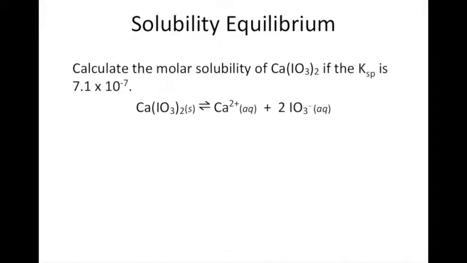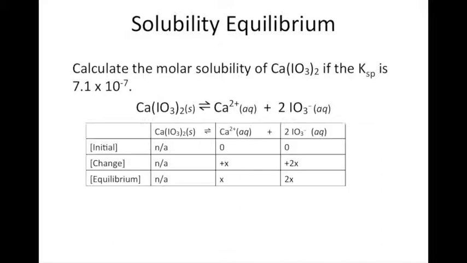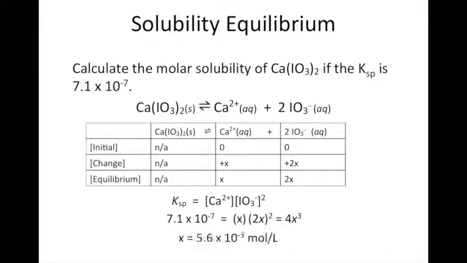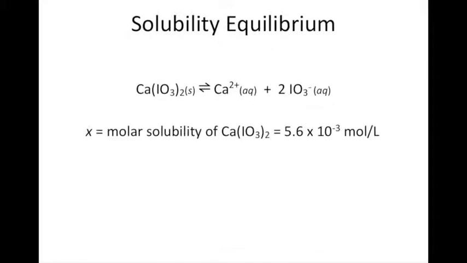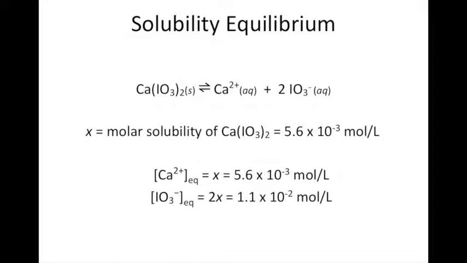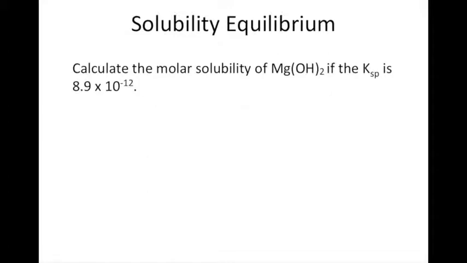So let's write our dissociation equation, set up our ICE table, set up our Ksp expression, plug in our equilibrium values, and solve for x. So x is equal to our molar solubility. Our concentration of calcium is the same, and our concentration of iodate ion would be twice that. So let's try a few more. Pause the video here.